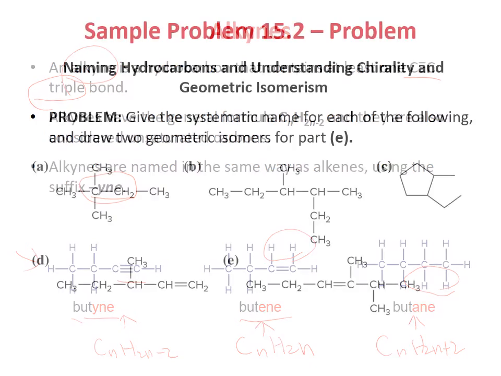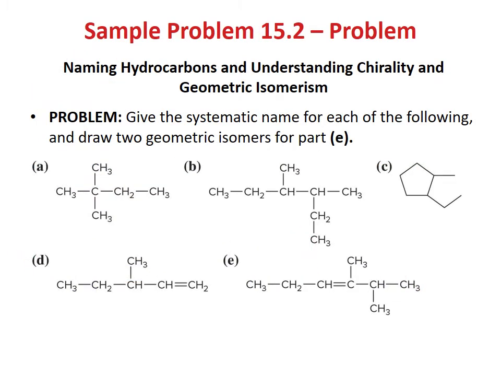Sample problem 15.2. Give the systematic name for each of the following and draw two geometrical isomers for part E. So in A, you can see all bonds are single bonds. If you look at the first carbon, it has 3 hydrogens. That means it forms 3 carbon-hydrogen bonds with 1 carbon-carbon bond. So that's 4 single bonds.